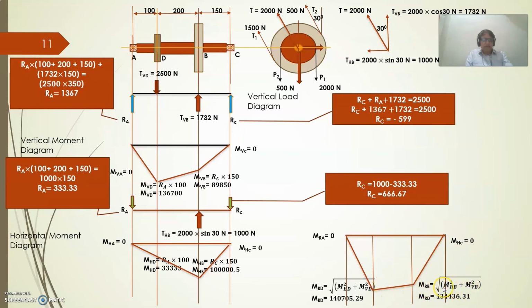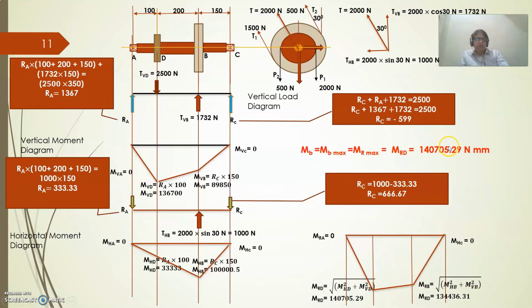So that's why if it is a negative square, it will always be positive. Once you get the moment here, 140,705 and 134,436 Newton mm. These are all in Newton millimeter. Don't take it in Newton meter because this is in millimeter, right? So definitely you will get it in Newton millimeter. After this you can find what our MB point is.